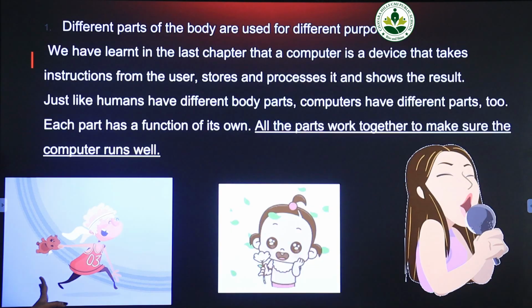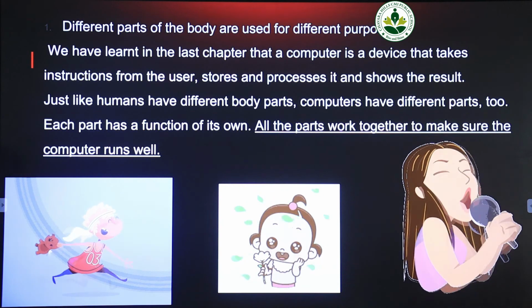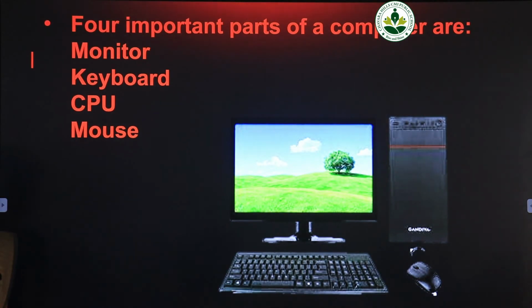So in this class we have learned about 4 different parts of a computer. First one is monitor. Monitor is used to display the result. It looks like a TV screen, and it has many other uses also. Second one is a keyboard, which helps us to give instruction to the computer. It has many keys. And third one is CPU. CPU is known as brain of a computer. And fourth one is mouse. Mouse is used to select, click, drag, and you can see the cursor on the screen. So these are the different parts of a computer.